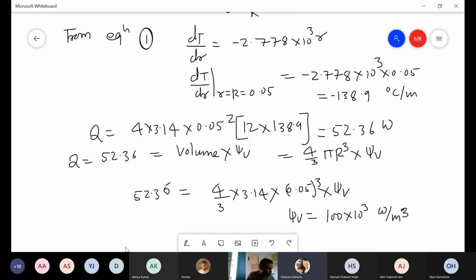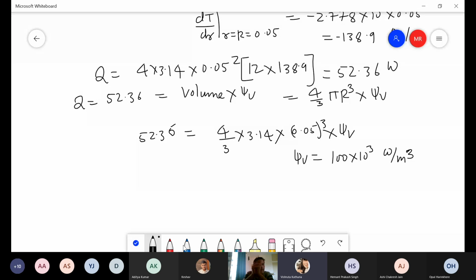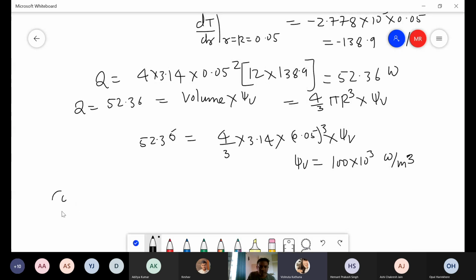So now let's move to the last part. What is the last part? The last part is we have to calculate the film coefficient, isn't it? So there is heat dissipation taking place from the outer surface of the sphere. There will be a film of air outside the sphere, and we have to calculate the heat transfer coefficient for the film outside the sphere. That is asked in part C, where the heat transfer coefficient h we have to calculate.